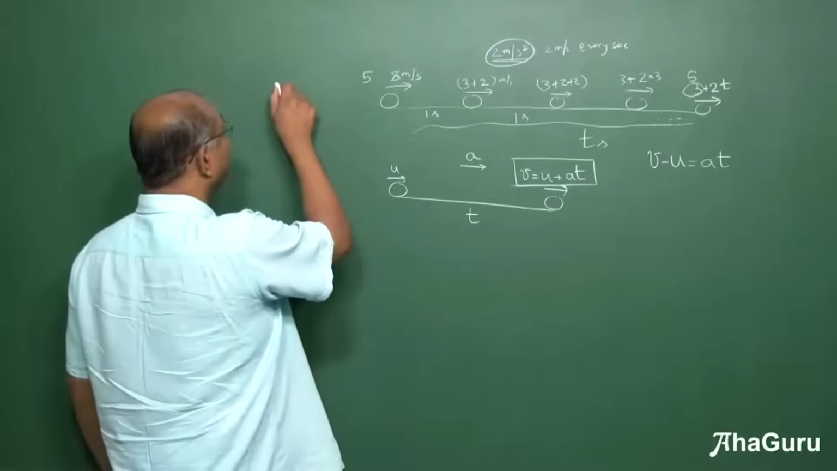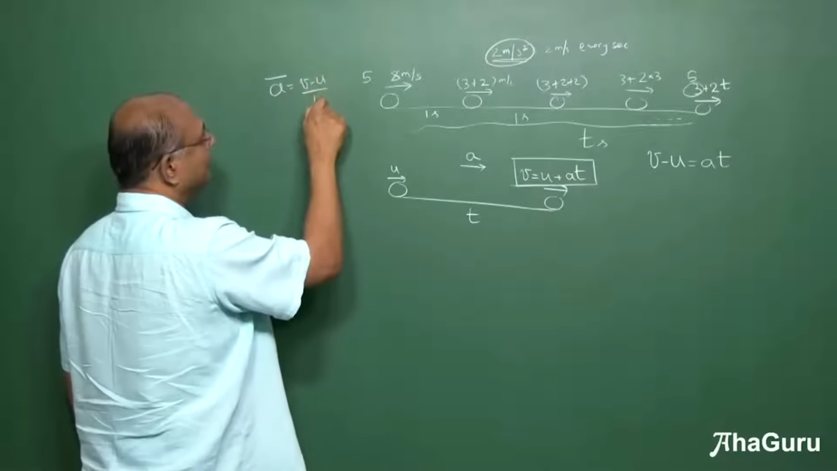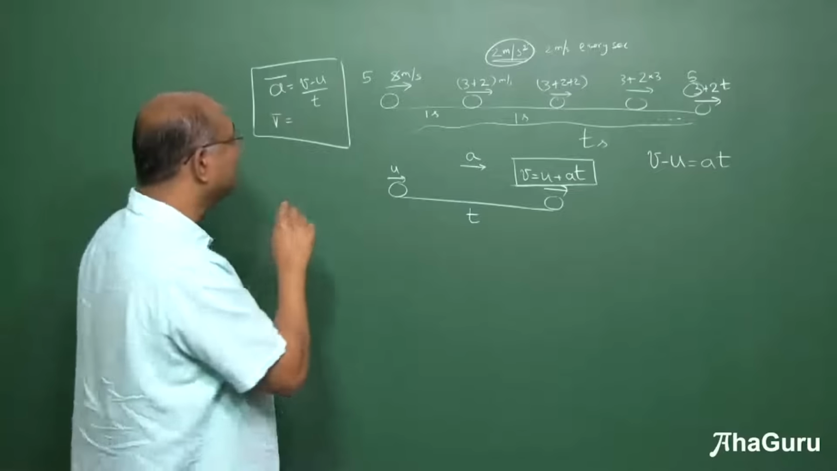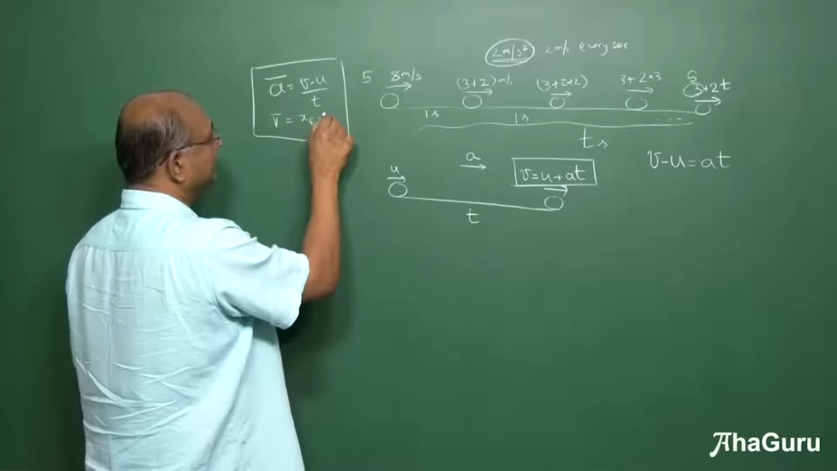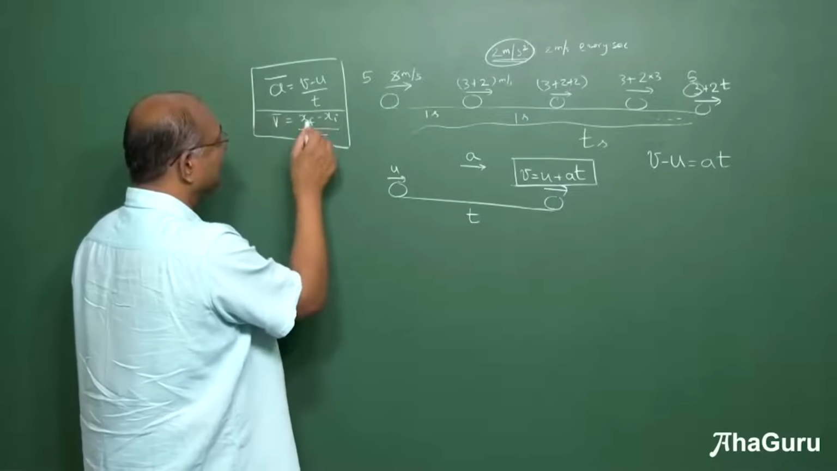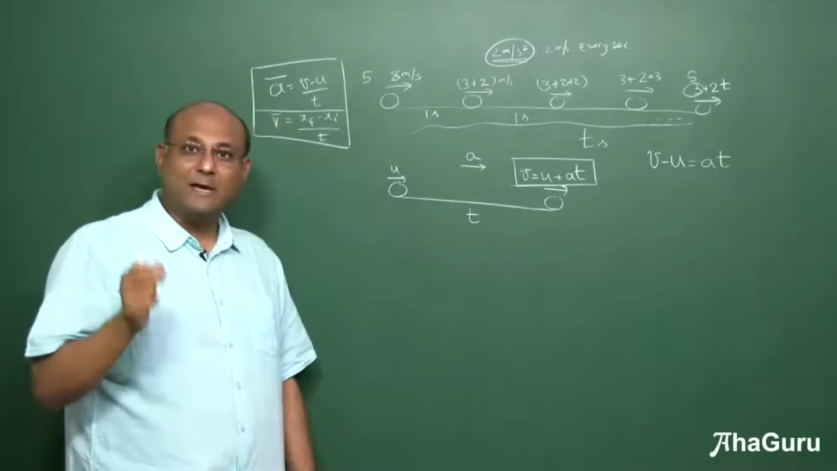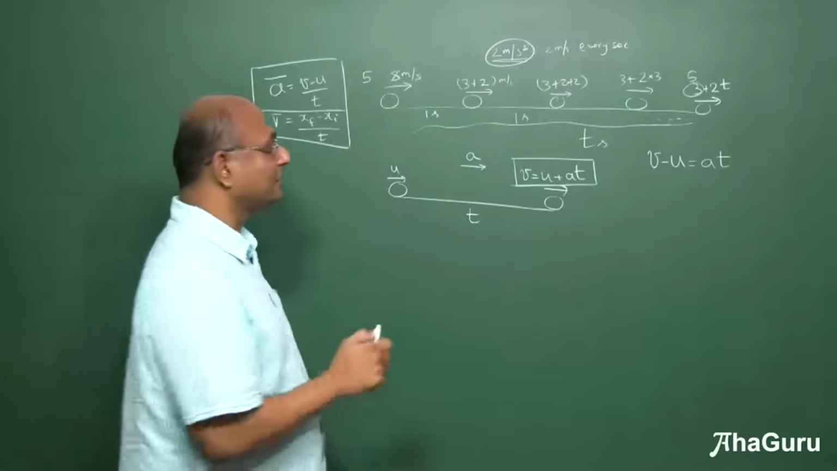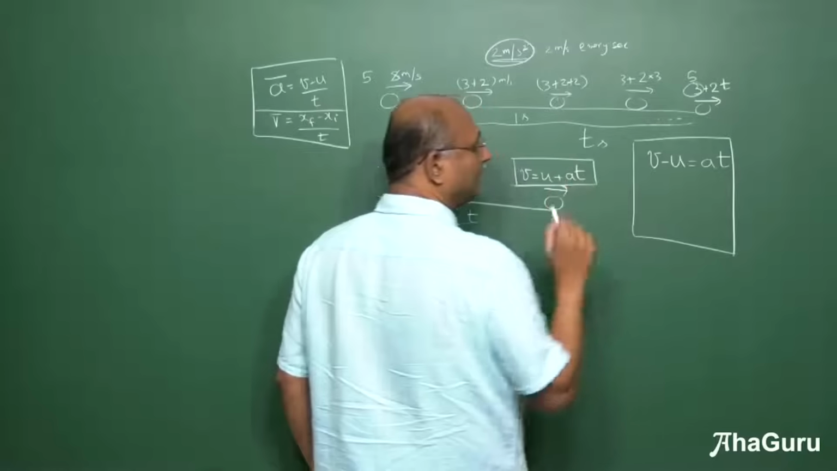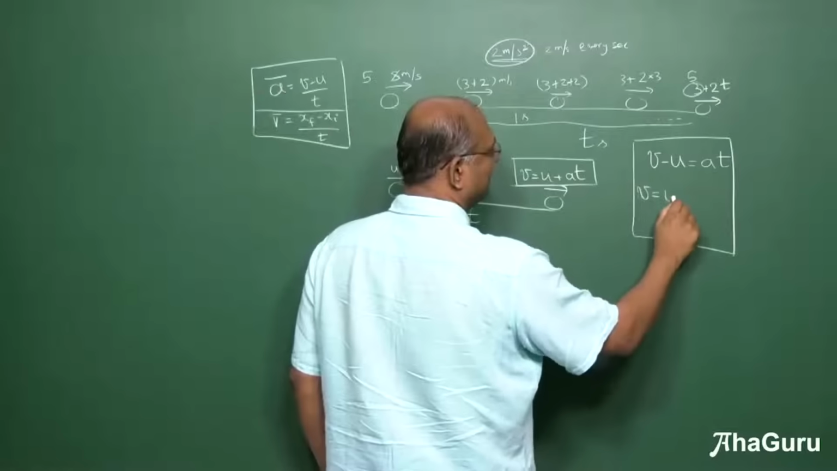Otherwise, we will have to redefine what we call average acceleration, which is v minus u by t. This is like saying average velocity is displacement by time. Displacement is final position minus initial position by time. So average velocity is change in position by time. Average acceleration is change in velocity by time. We are going to focus on uniform acceleration. So if you take uniform acceleration, then you can write v minus u is equal to a into t. The same statement, you can write it as v equals u plus at.